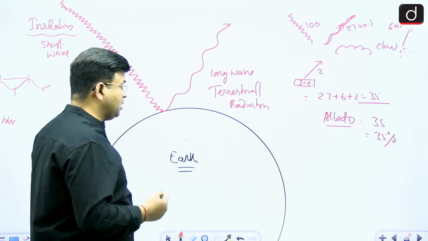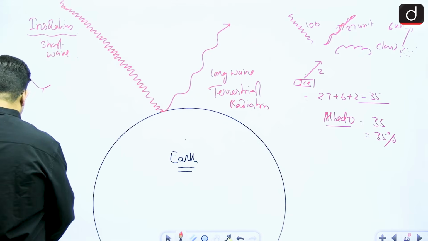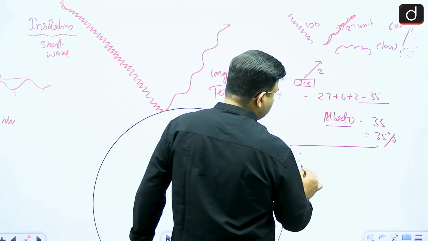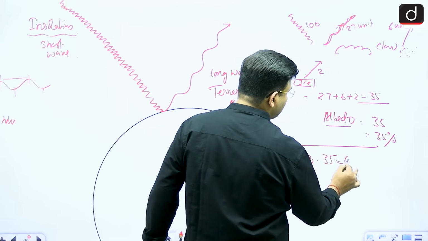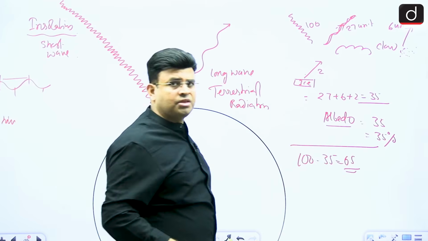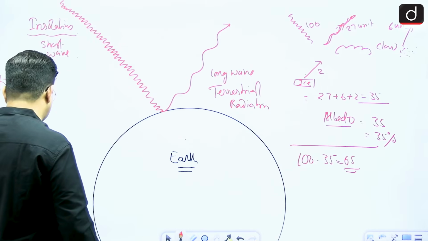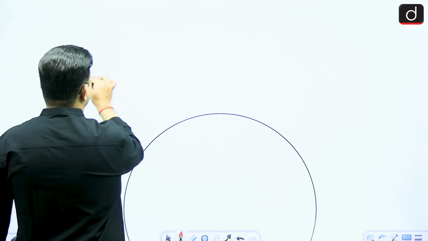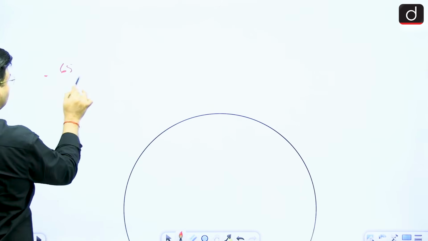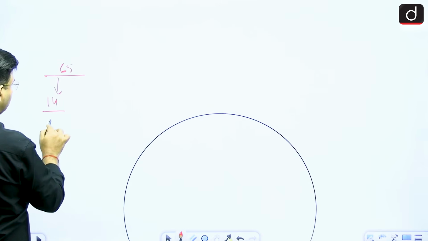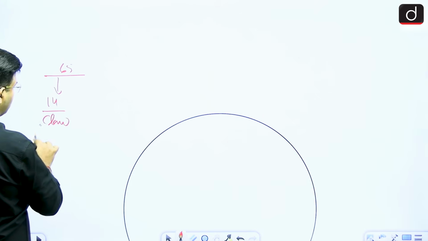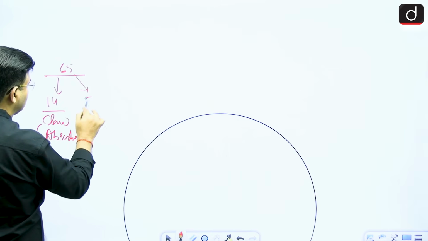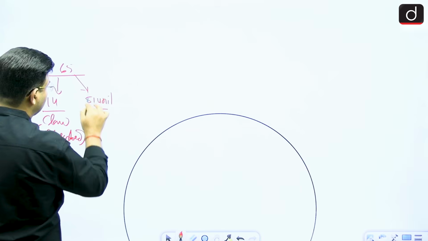So this we have been able to say, and after that, out of this 35 has gone, so now 100 minus 35, 65 units is coming towards the earth's surface, yes or not? Out of these 65 units, 14 units is absorbed by the cloud, and the rest 51 units is reaching the earth.